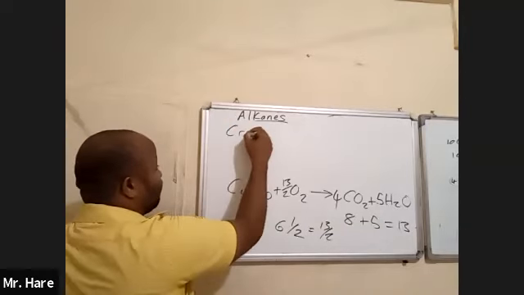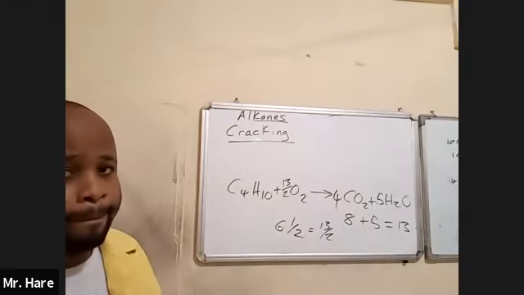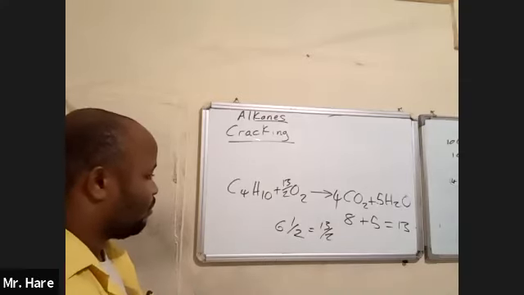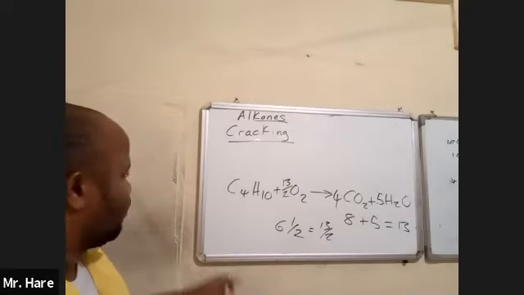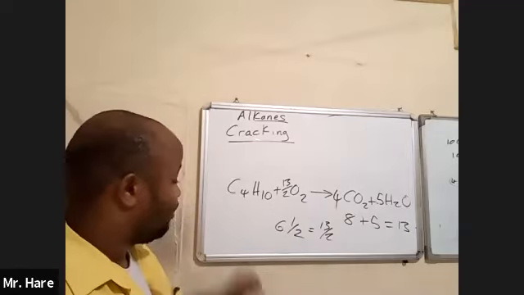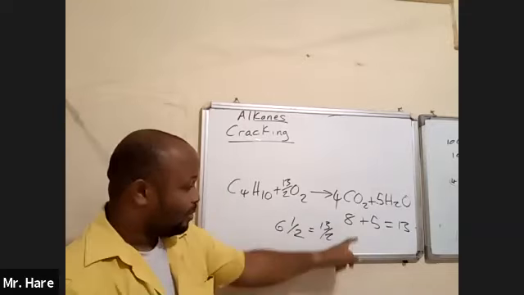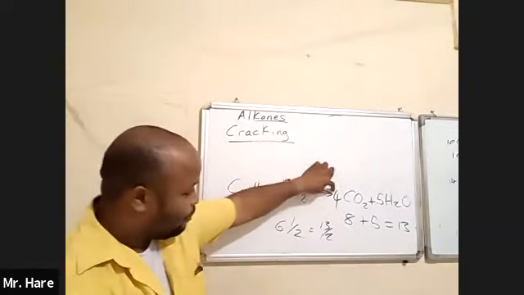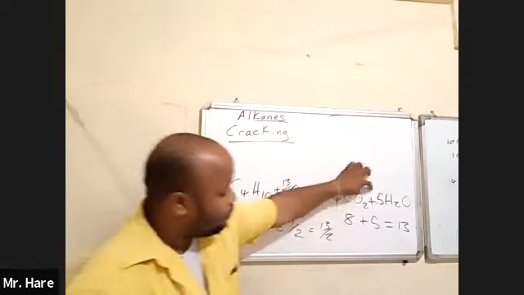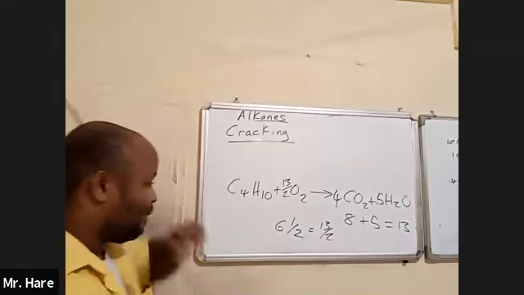Cracking. Excuse me, sir. Yes? Where the 4 is beside the CO2, does the 4 not change the amount of oxygen as well? Which 4? This 4? Yes, that's 4 times 2, which is 8. 4 twos, that is why we have the 8 here. 4 twos, 8 oxygen. 5 ones, 5 oxygen. 8 plus 5 is 13.